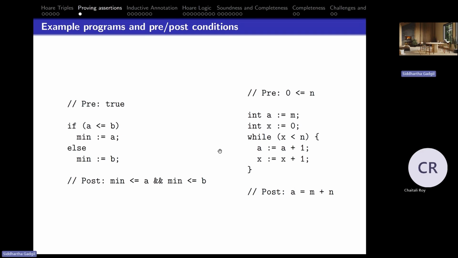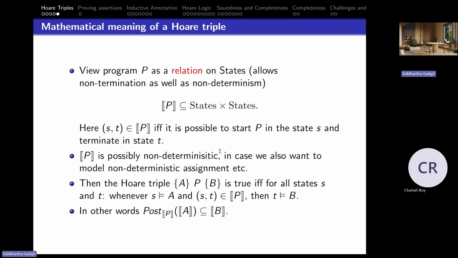This one says that the program is assigning min the minimum of A and B. And the precondition is saying that I don't care what state you start me in, but when I terminate, min is dominated by both A and B. Then for this program, we've already seen. Let's say I started in a state in which n was at least 0, then I'm going to guarantee that if I terminate, I'll terminate in a state satisfying A0.